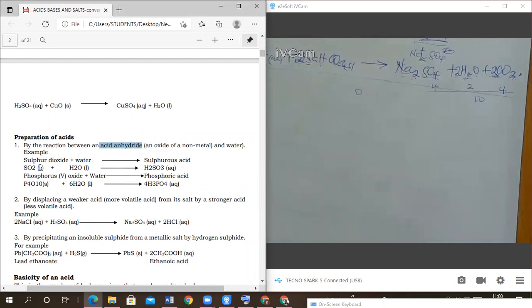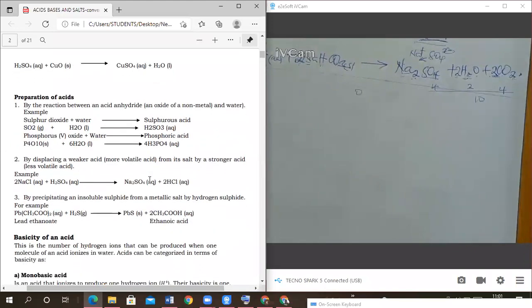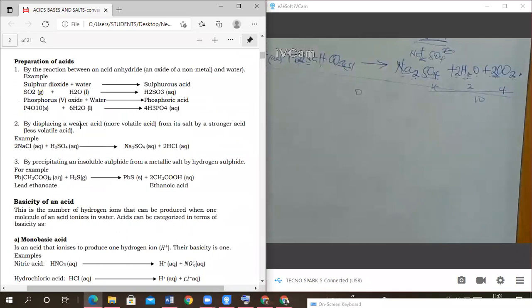Oxides of nonmetals include sulfur dioxide. This is a nonmetal, this is a nonmetal. Those are oxides of nonmetals. Carbon dioxide is also an oxide of a nonmetal. When you dissolve it in water, it gives which acid? Carbon dioxide gives carbonic acid. So those are acid anhydrides. Okay? So that is the way you prepare acids.